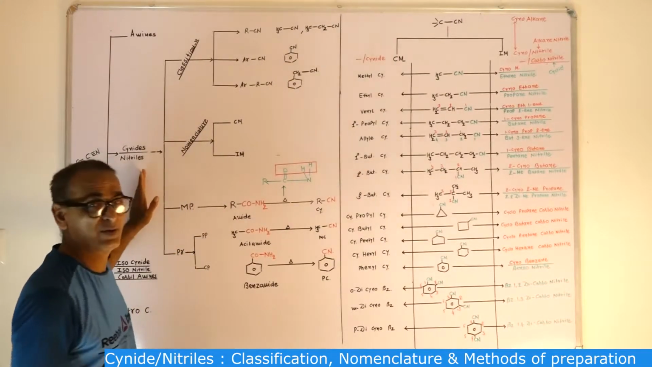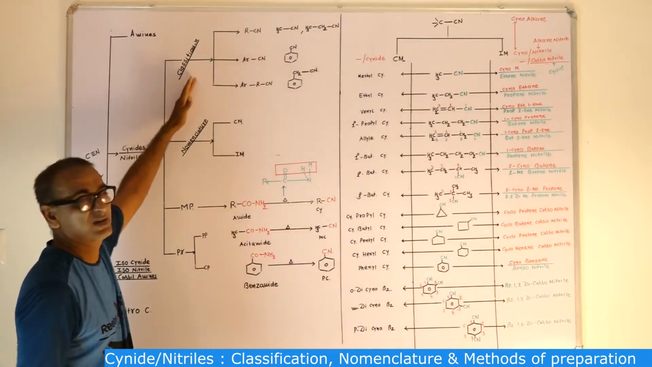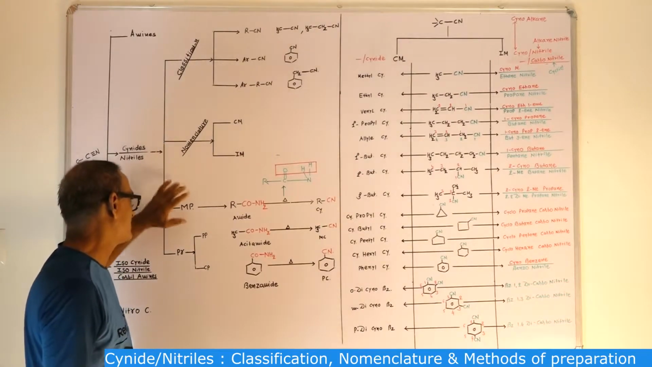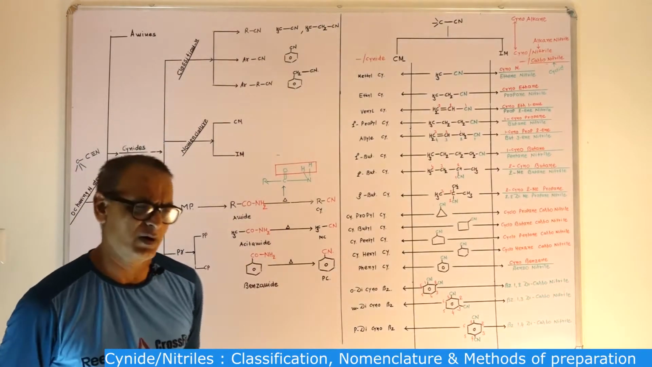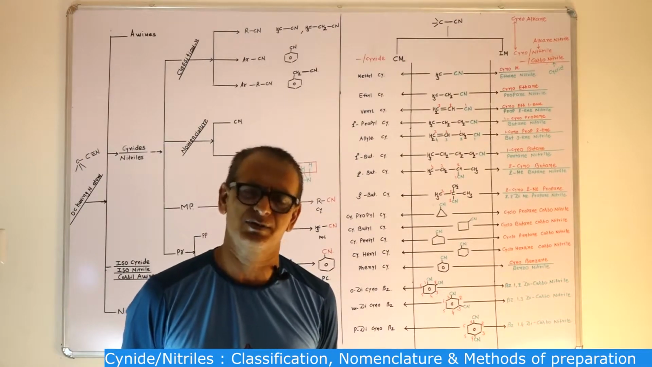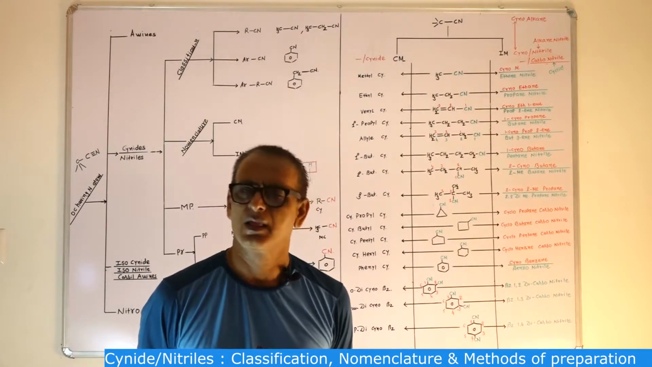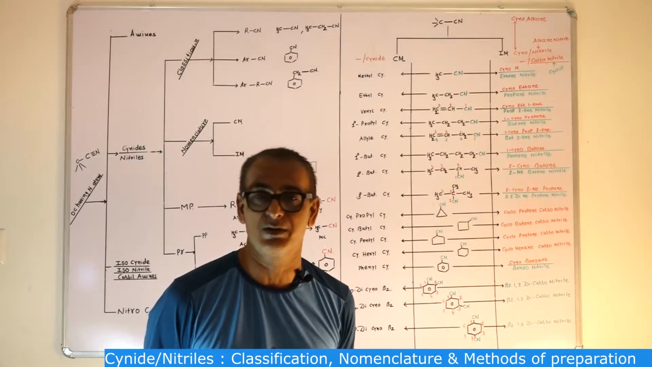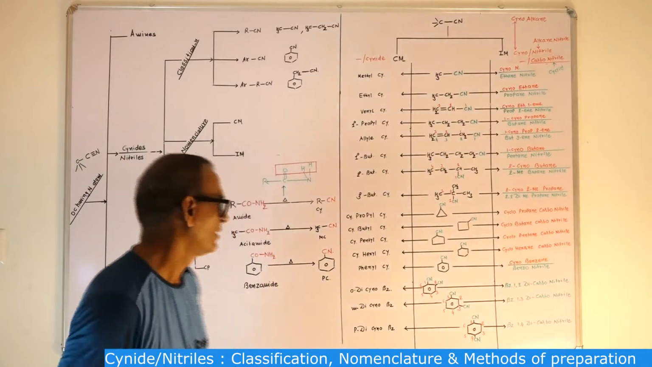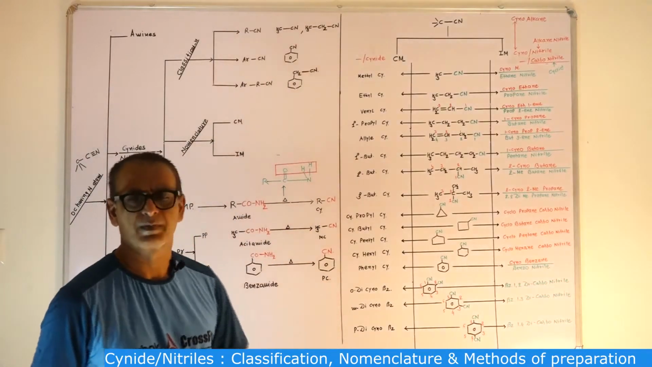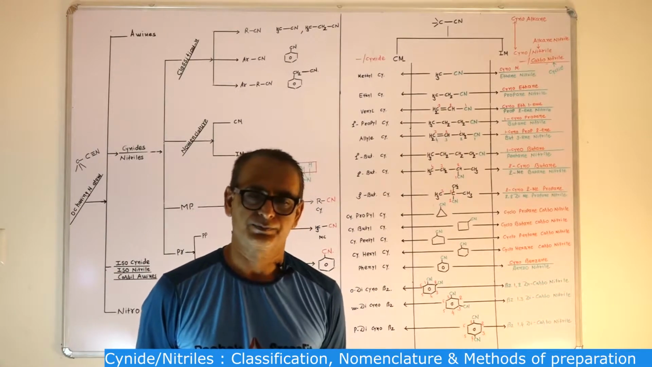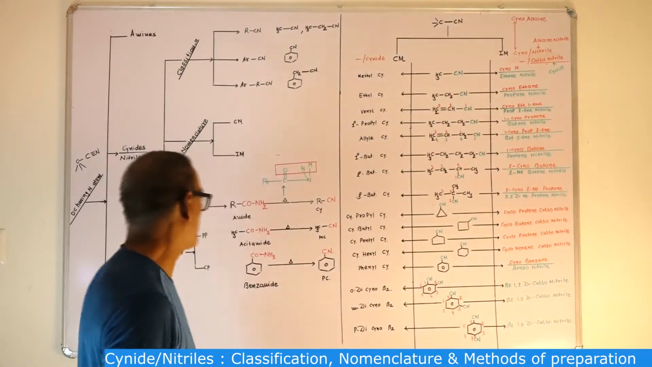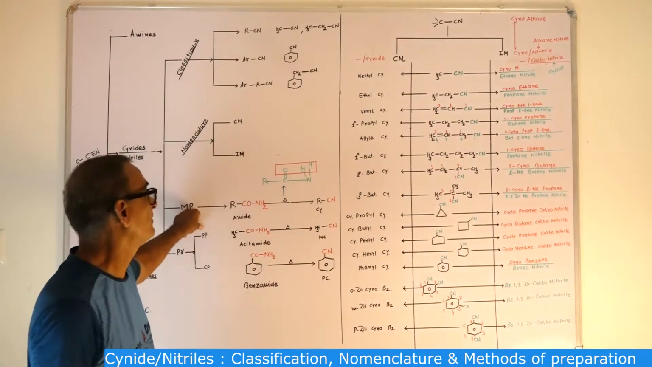In this compound we have to study some points. First one, classification; second one, nomenclature; third one, methods of preparation; and then properties. Normally properties can be classified into two types: physical property and chemical property. In chemical property, only chemical reactions belong to this property. In physical property, we have water solubility, melting point, boiling point. These types of properties are related to physical property.